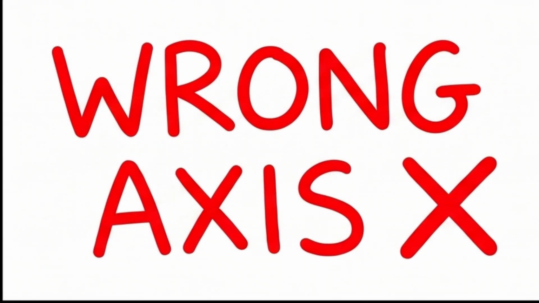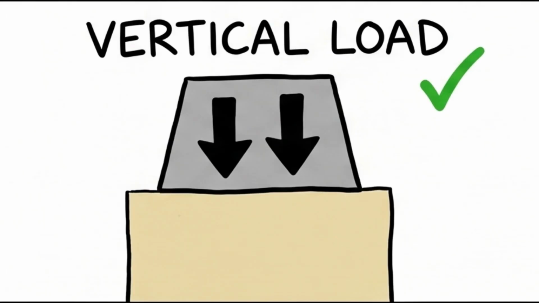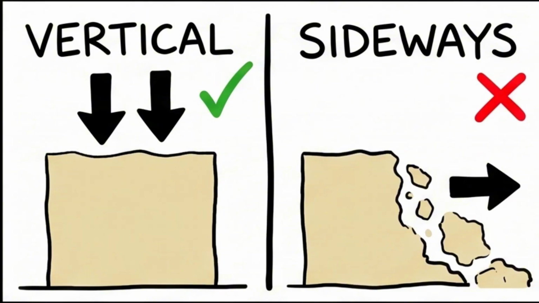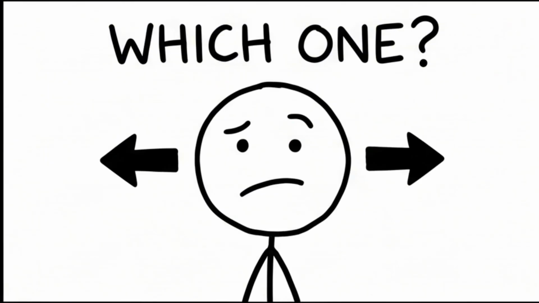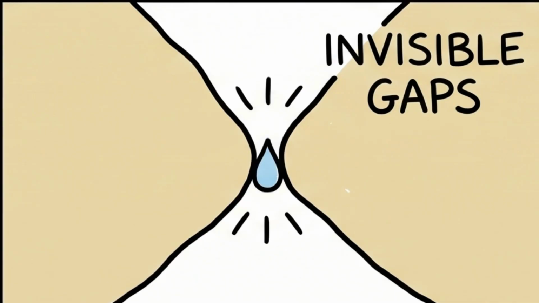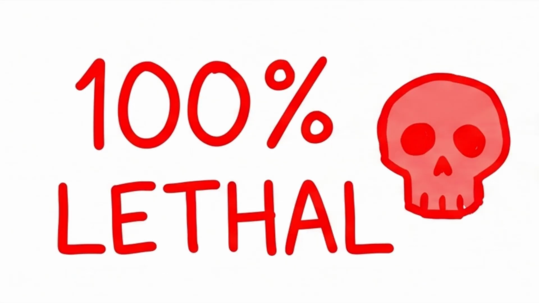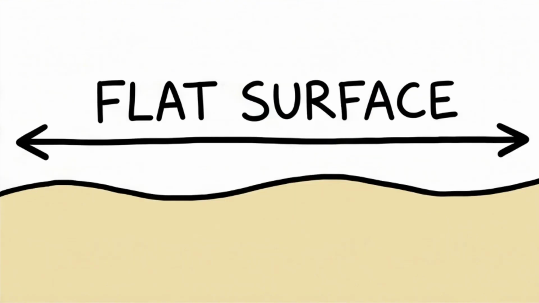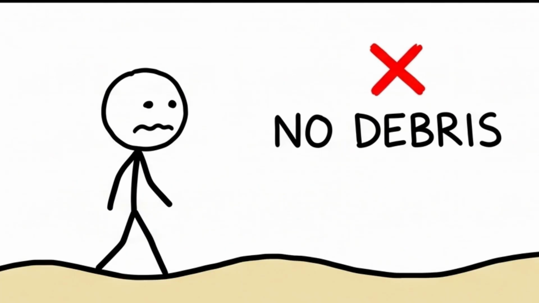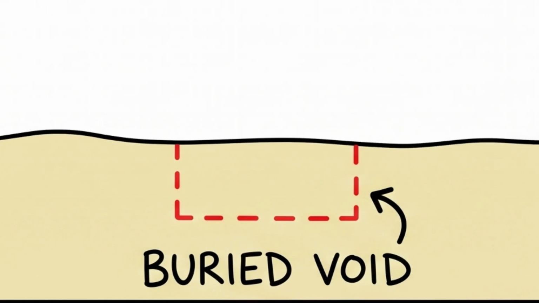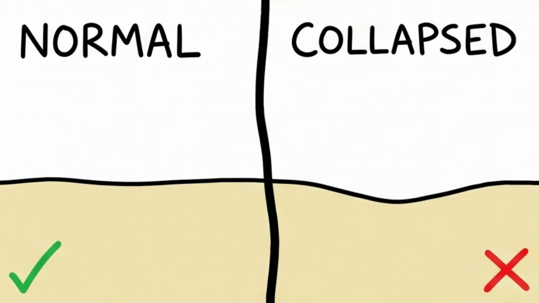Soft was the wrong axis entirely. Sand is not weak, sand is strong in one direction and completely absent in another. Which one you get depends on water sitting in gaps you cannot see. There is one last feature of a sand collapse, and it is why the numbers look the way they do. When a hole fills, the surface goes flat. No rubble, no debris field, nothing left pointing at where the hole was. A beach that has just closed over someone looks like a beach.